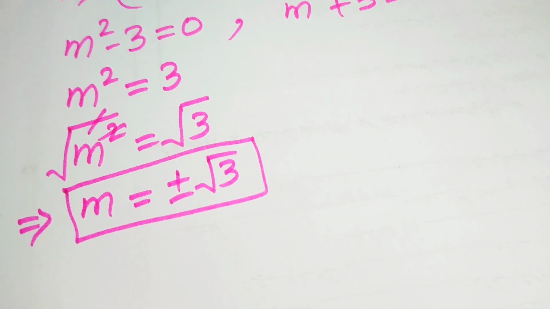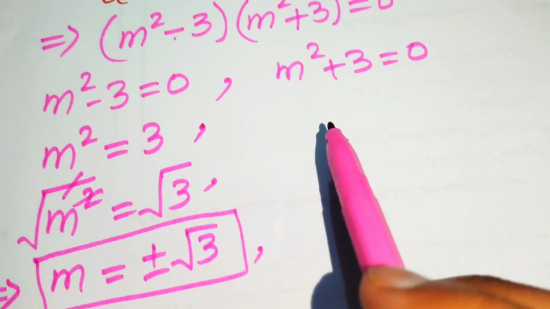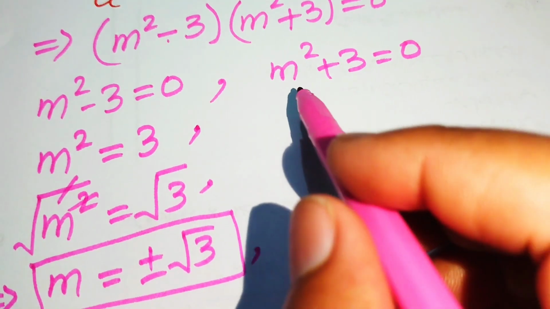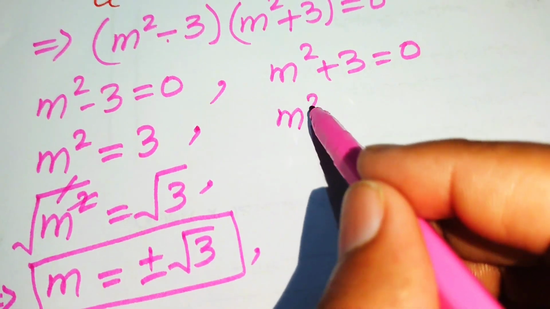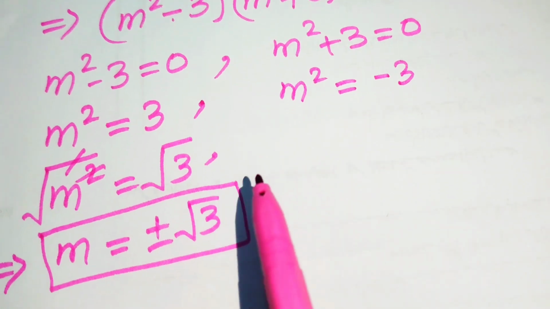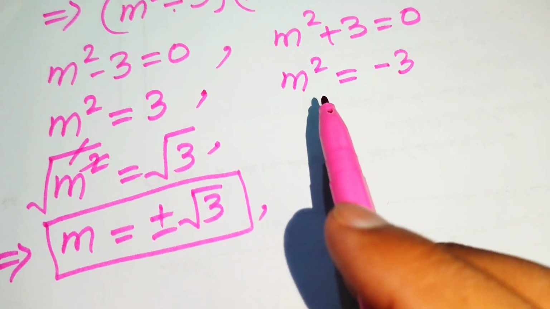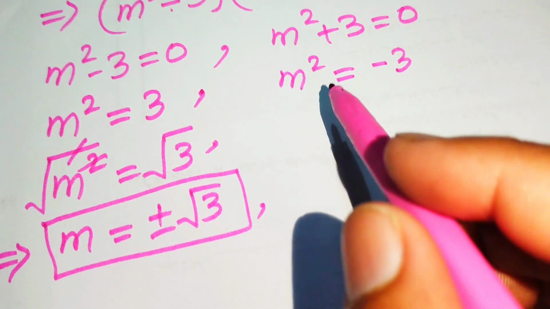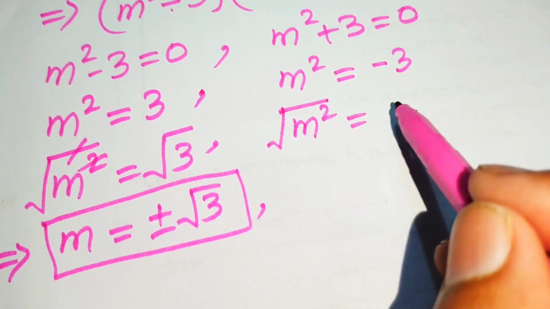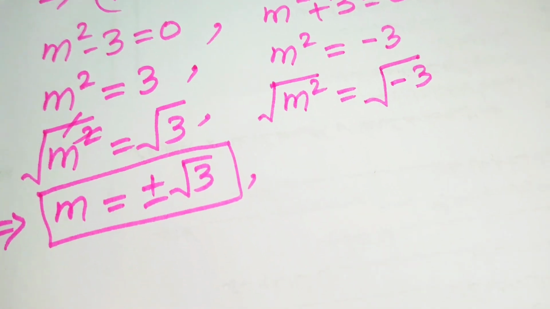Now in order to find the other roots, we need to solve the second equation. In this equation we move this plus 3 to the right hand side, and it will be written as m square equals minus 3. Again, in order to find the value of m, we need to take the square root on both sides. When we take the square root on both sides, it will be written as m equals square root of minus 3.